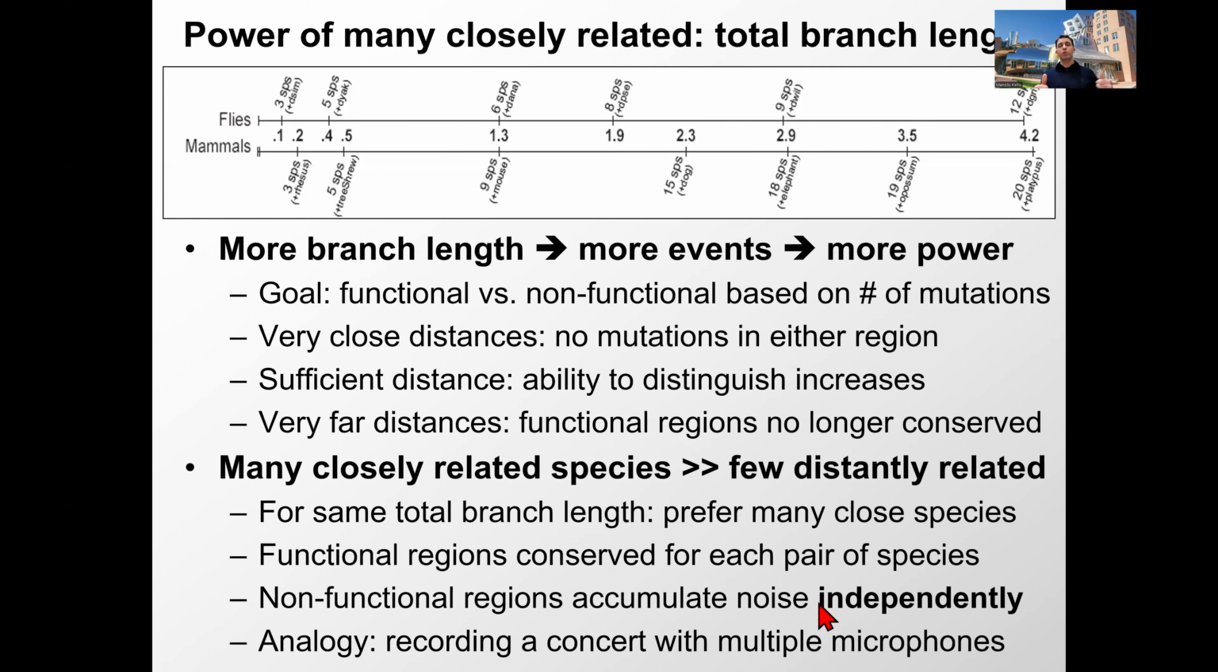The analogy that I like to give is that you're recording an orchestra with multiple microphones. Surrounding each microphone, you have some amount of noise, but the noise is independent in each microphone, and therefore you're more likely to capture the true signal. So you can think about that signal being the functional elements, and then you're measuring it from many different angles, many niches, many species, each of which accumulates the noise independently. Everybody with me here? Okay.